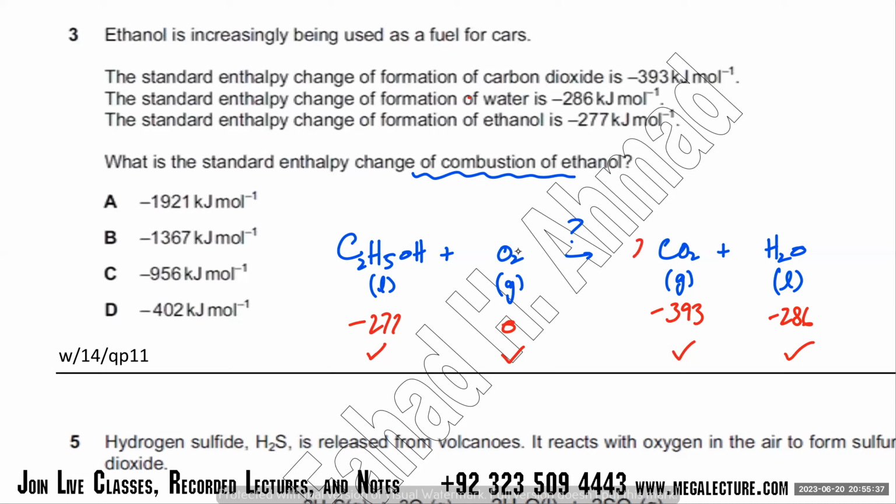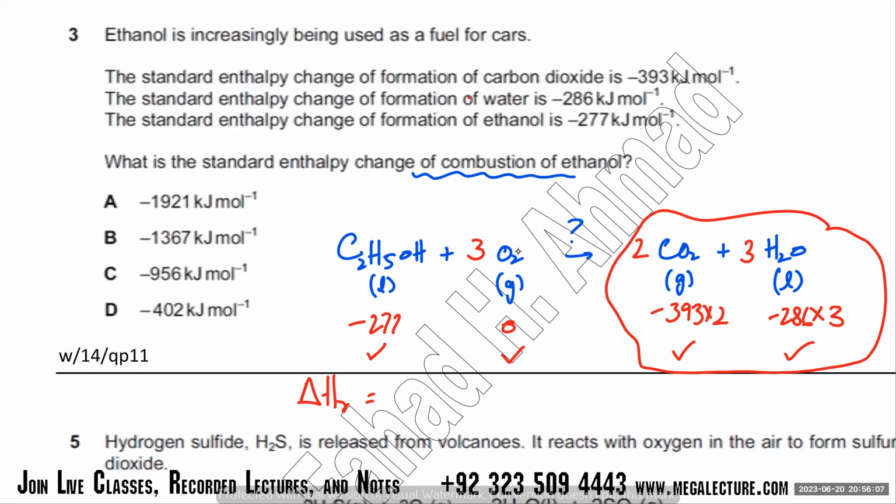One thing I missed out is I need to balance this equation. So four, four, three, seven, three, I guess. So this one has to be multiplied by 2. This one has to be multiplied by 3. So my formula is that if enthalpy of formations are given, it's going to be product minus reactant. So the product is minus 393 times 2 and minus 286 times 3, minus my reactant, which is minus 277.